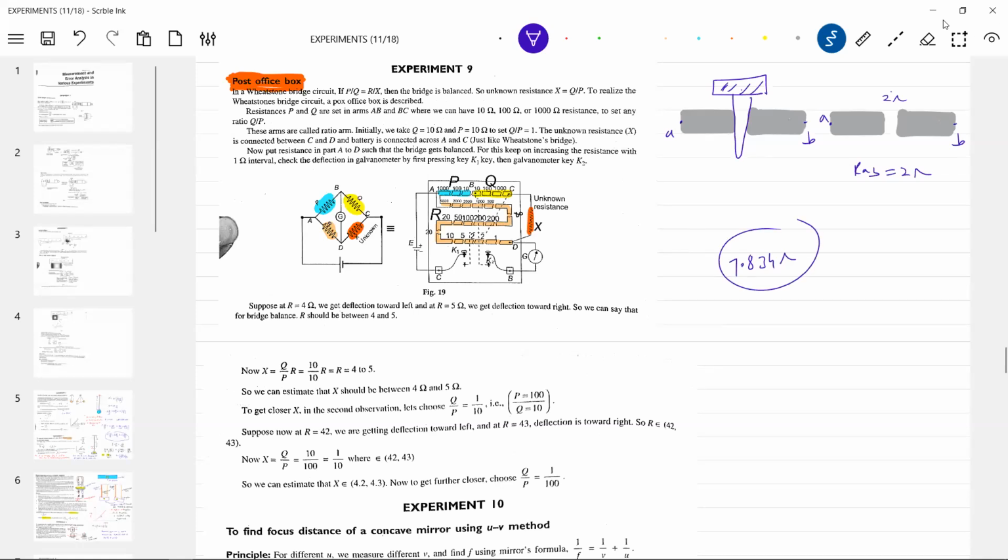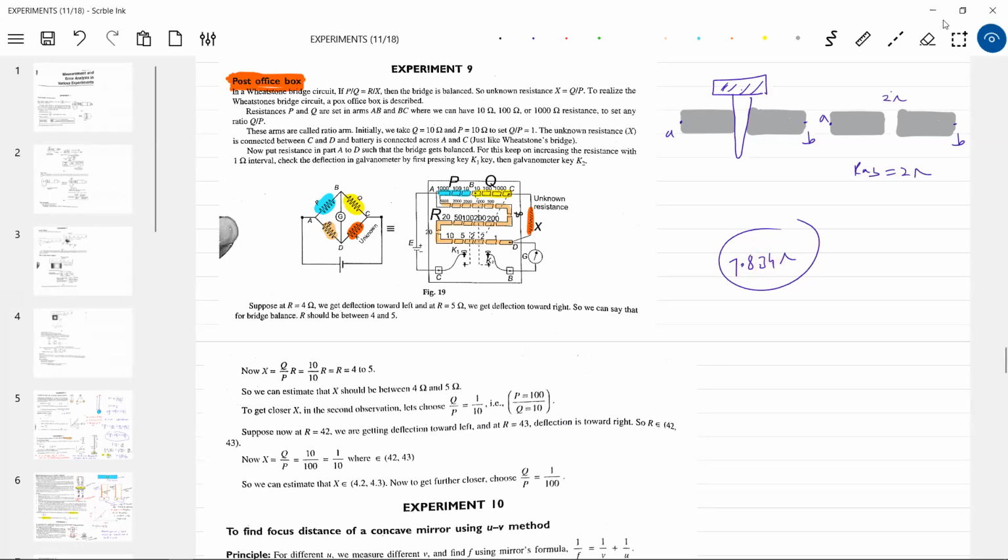In the Wheatstone network, predicting even the first or second decimal place exactly is not possible. In the post office box, even the third decimal place we can predict exactly. That's why, compared to the Wheatstone network, this is widely preferred. By adjusting the ratio arms, I can choose the decimal place.